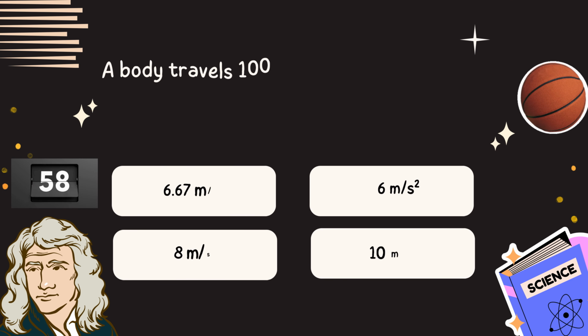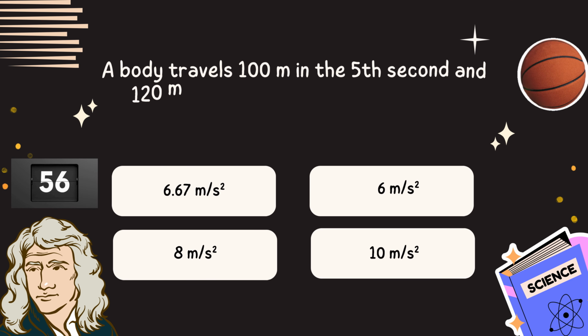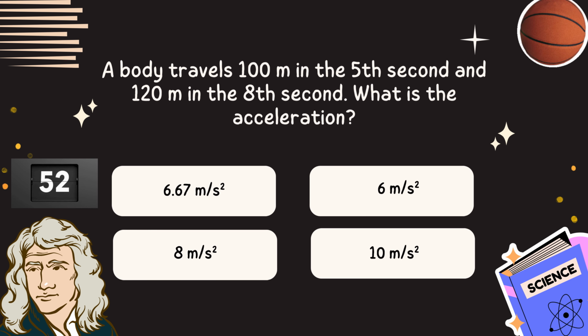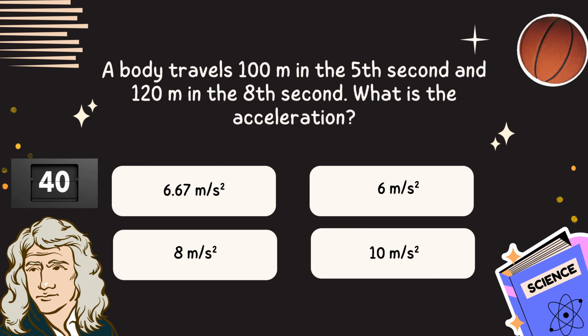A body travels 100 meters in the 5th second and 120 meters in the 8th second. What is the acceleration? Options are 6.67 meters per second squared, 6 meters per second squared, 8 meters per second squared, 10 meters per second squared.